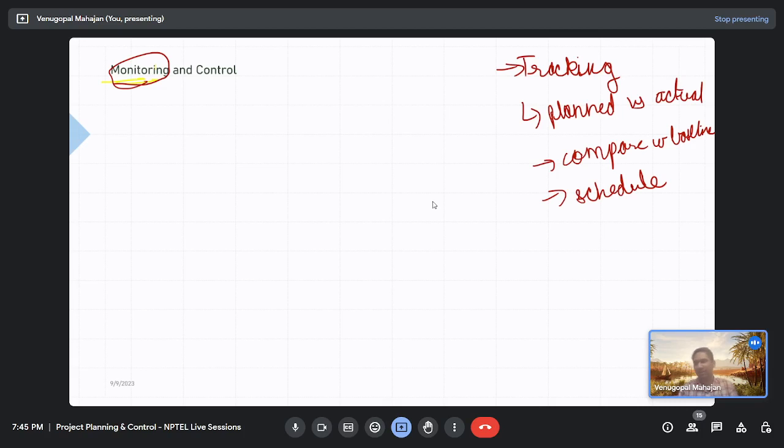What have you learned till now about scheduling? You have learned the bar chart. You have learned CPM. You also got an idea of PDM, right? So if you are talking about planned versus actual, can you do that in case of bar chart?